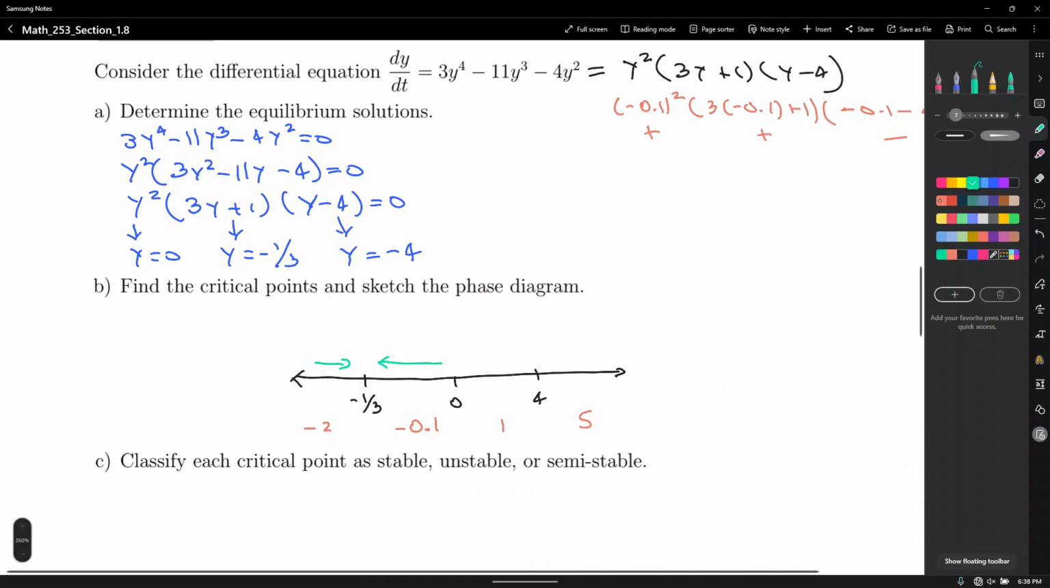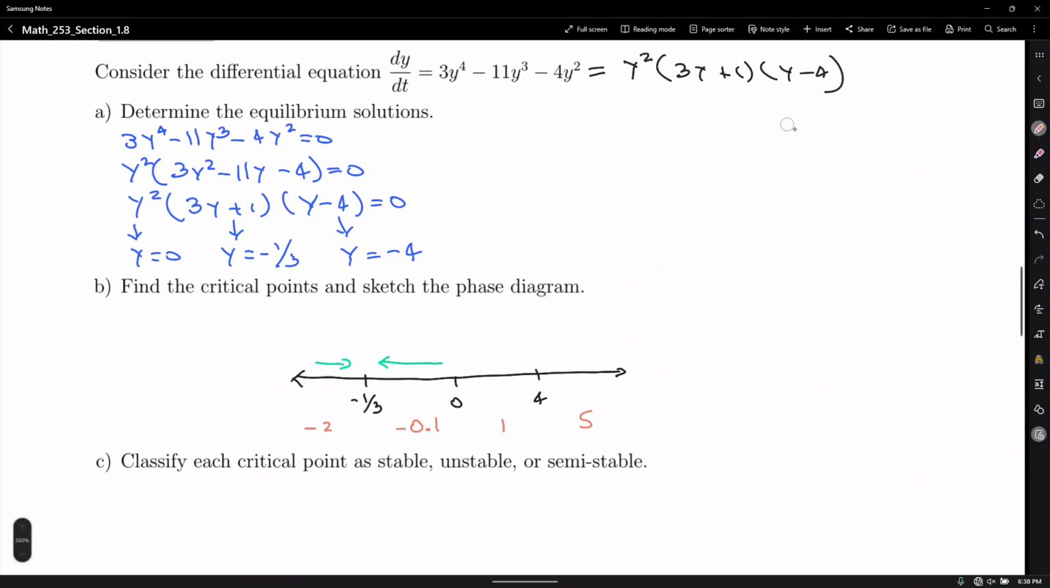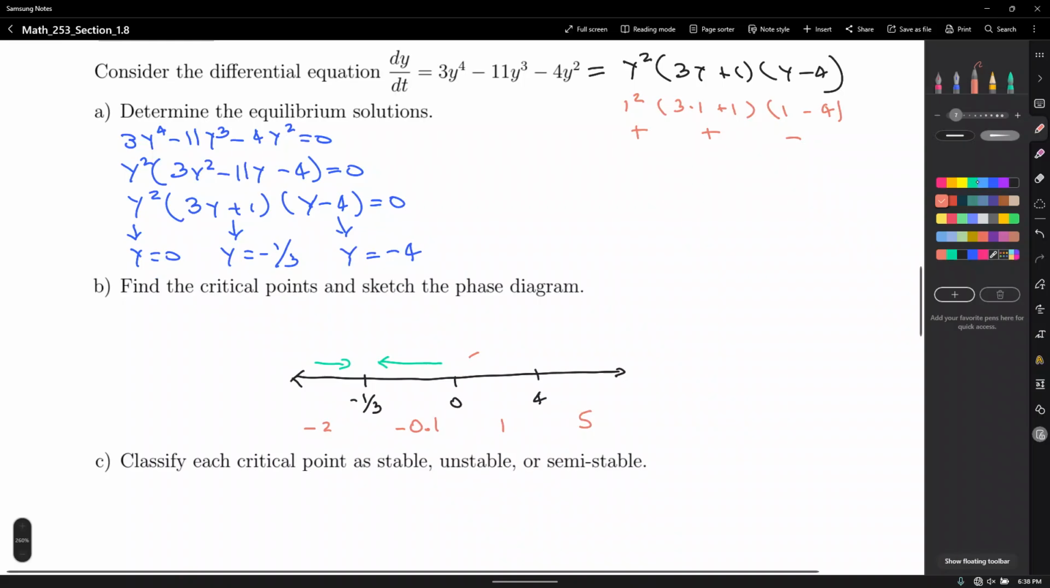Now the test value at y equals 1. Let's repeat. So 1 squared times (3 times 1 plus 1) times (1 minus 4). This is positive, this is also positive, and this is negative. So we have another negative here. Let's represent that negative with an arrow pointing to the left.